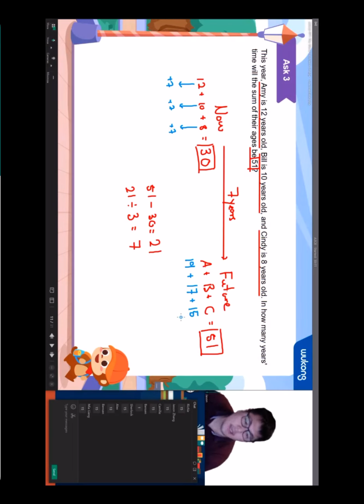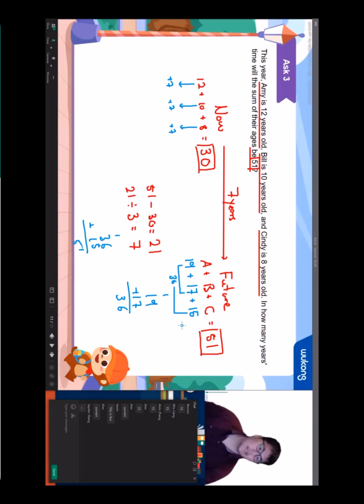And let's check our answer, guys. So let's add all these numbers together. So 19 plus 17. That's 6, carry the 1. 36. So 36. And let's add 36 plus 15. It's 1, carry the 1. So yes, we get 51. So that's your answer. Okay?